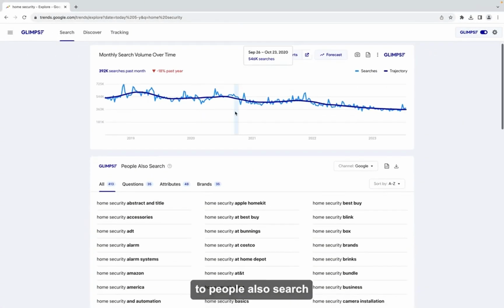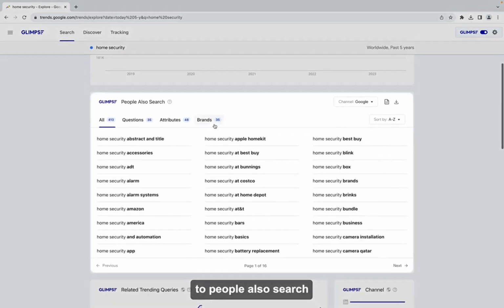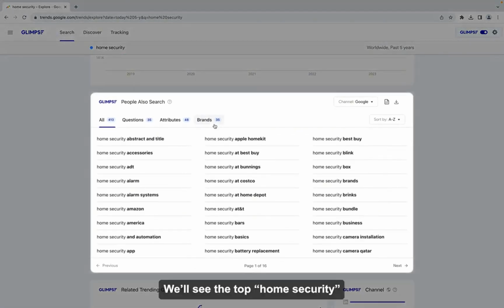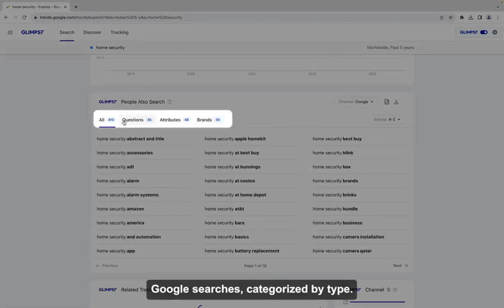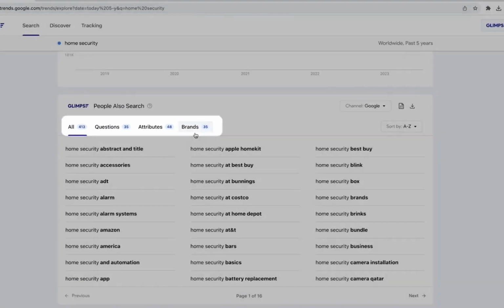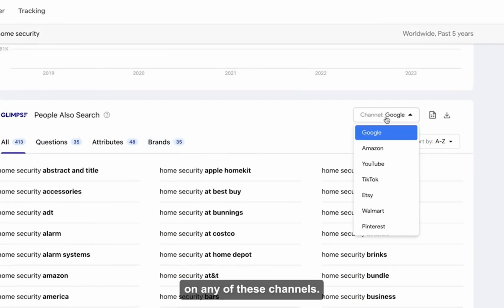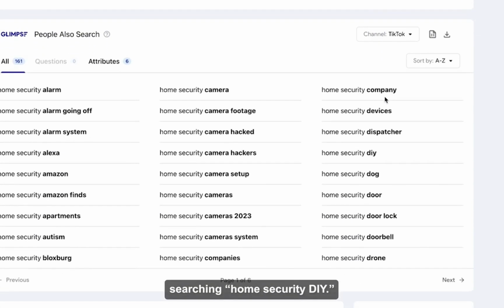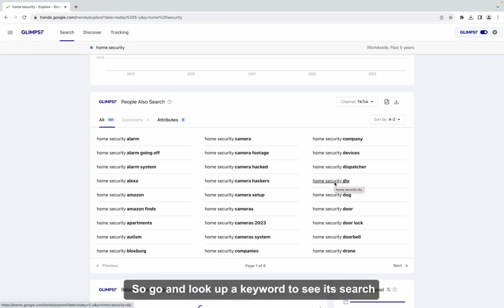and scroll down to our people also search data. We'll see the top home security Google searches categorized by type. But you can also see it on any of these channels. For example, on TikTok, people are searching for home security DIY. So go and look up a keyword to see its search patterns across different channels.